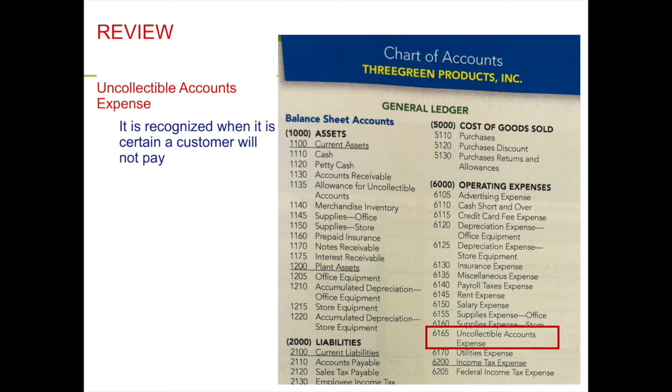We also use the uncollectible accounts expense. It is used when a certain customer will not pay, when we actually know that they're not going to be paying. It is in the classification of expenses, and again, it has a normal debit balance like the other expenses we have.